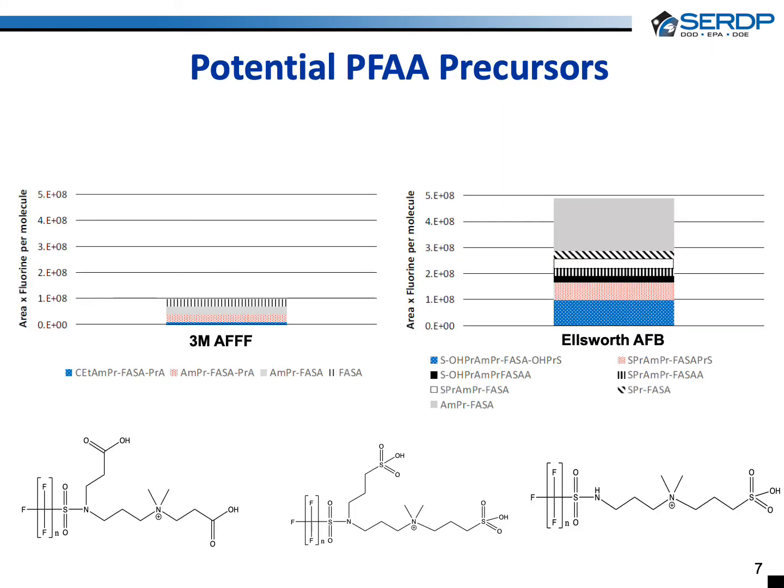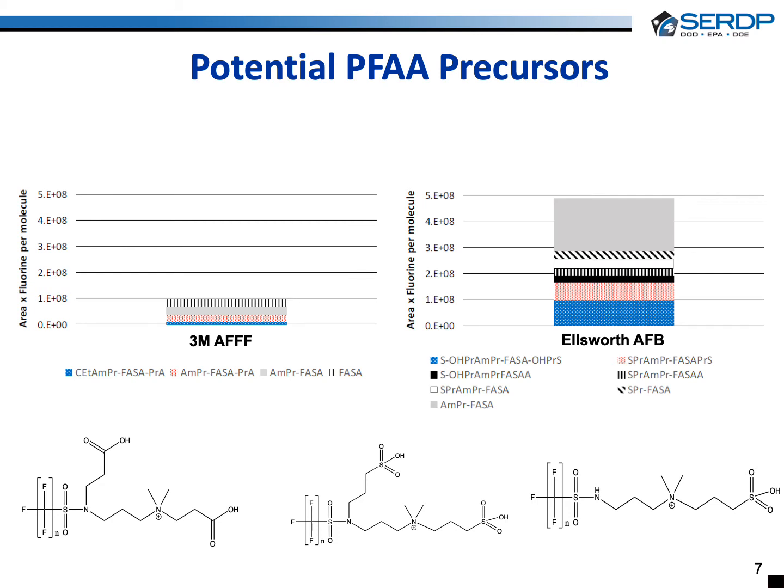So here are the polyfluorinated compounds and potential PFAA precursors that are in each of these two waters. These are only semi-quantitative. How we plotted them is we took their area counts and multiplied them by the fluorine per molecule. Again, we at least can get some sort of semi-quantitative comparison between the levels of these compounds in these two waters. You can see on the bottom some of the representative structures. Just by the structures, you can see how these could potentially form some of the perfluoroalkyl acids.